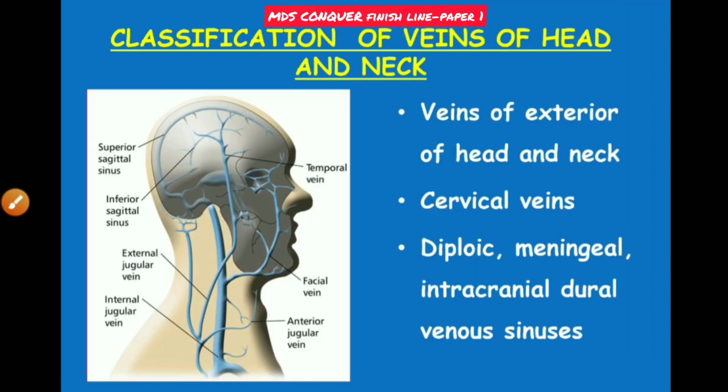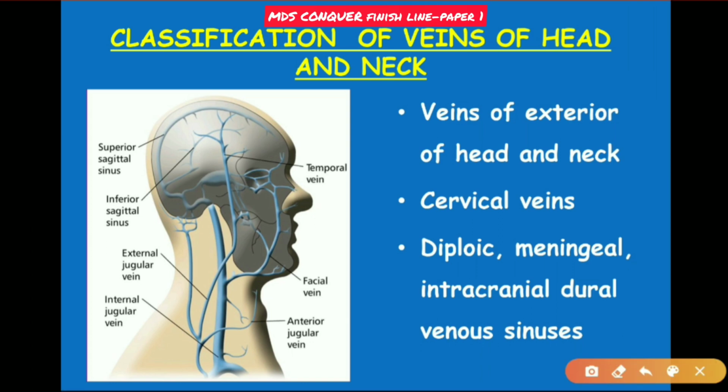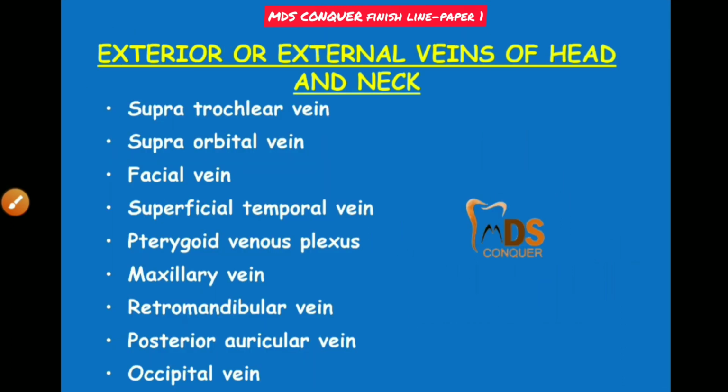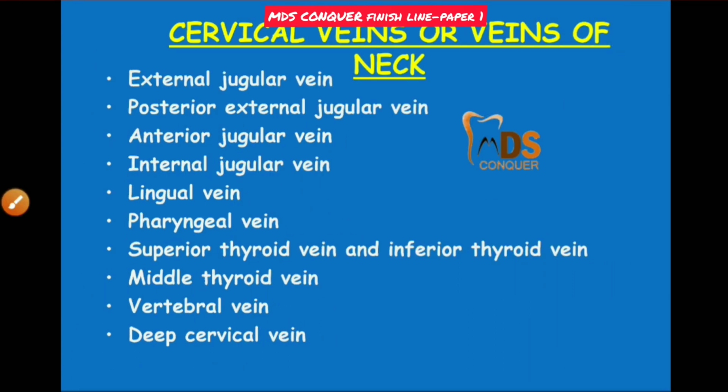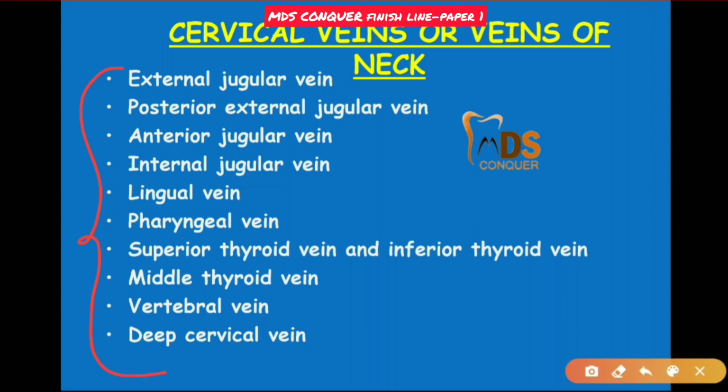And coming to the veins, they are classified into veins of the exterior of the head and neck, cervical veins, diploic, meningeal, and intracranial dural venous sinuses. So these are the external veins of the head and neck. You just have to know the names. That's it. Then cervical veins, please know these names. Learn these names, the classification, and the veins which are included in the cervical veins.